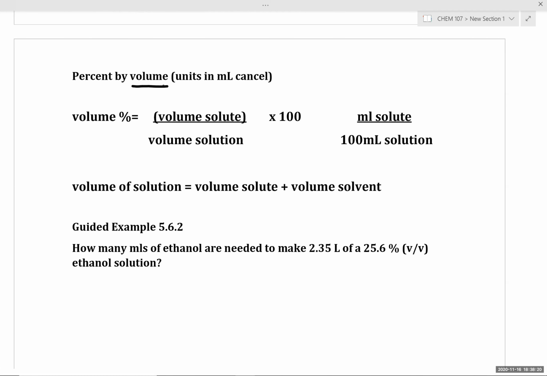So volume percent looks very similar to mass percent, but you have to remember that we're dealing with units of volume. Volume percent is defined as the volume of solute over the volume of solution. Again, volume percent or percent by volume is unitless. Now, just like before, the total volume of the solution is the volume of the solute plus the solvent. Volume percent can also be thought of as the milliliters of solute per 100 milliliters of solution.